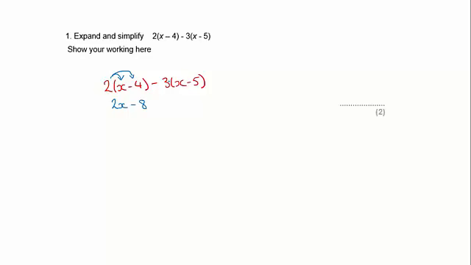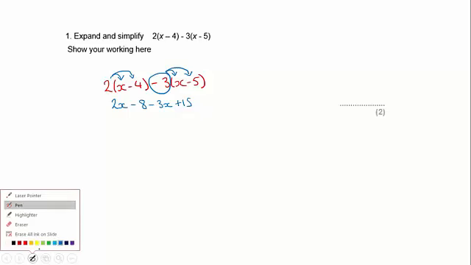Then when you got here, you've got negative 3. So you're multiplying everything inside the bracket by negative 3. So negative 3 times x is negative 3x. Negative 3 times negative 5 is positive 15. So that's the expand part done.